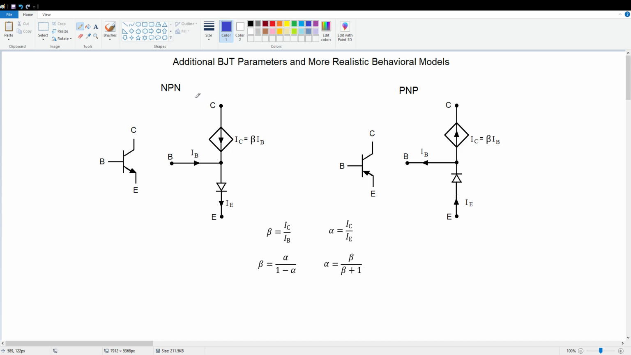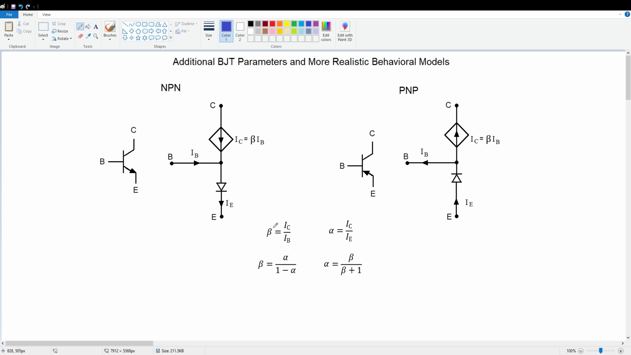We're going to stick with NPNs primarily from here out because in real life most circuits use NPN transistors way more than PNPs. So with that in mind, unless there's some really compelling reason where we absolutely have to use a PNP, we're going to stick with NPNs.